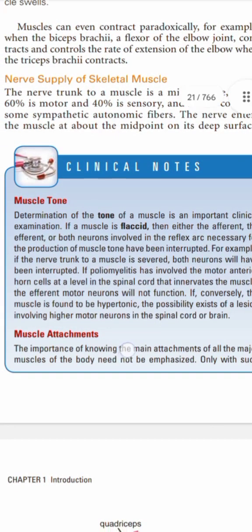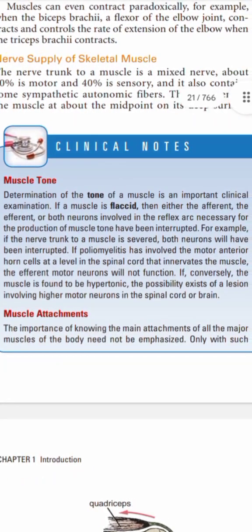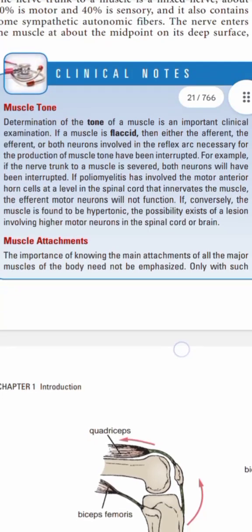If poliomyelitis has involved the motor anterior horn cells at a level in the spinal cord that innervates the muscle, the efferent motor neurons will not function. If conversely the muscle is found to be hypertonic, the possibility exists of a lesion involving higher motor neurons in the spinal cord or brain.